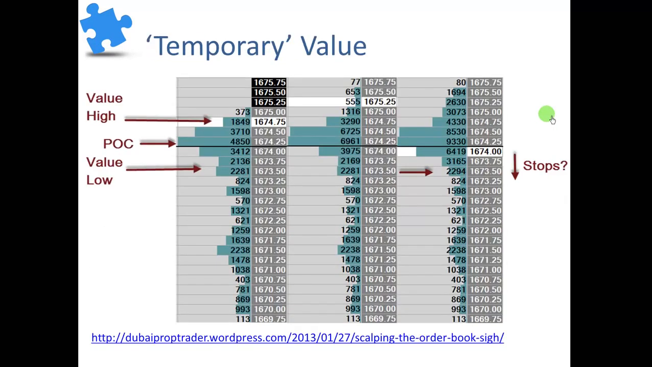Okay. Right, this sequence from left to right is a sequence from the Globex session on the 15th of July 2013. And what we can see here is something extremely common on all markets, where we move into an area and then we start moving sideways. In this case, the area is 1673.50 to 1674.75, with a slight range extension here to 1675.